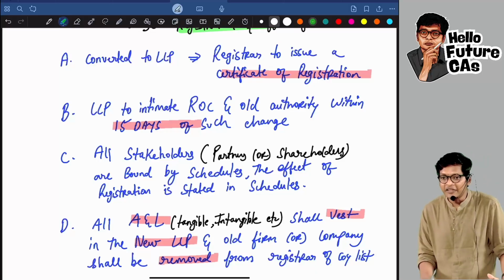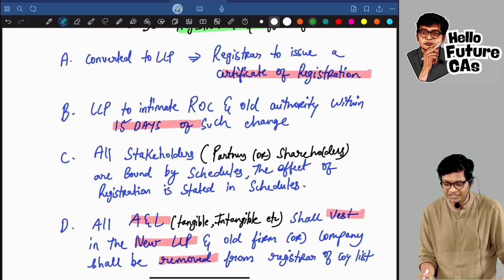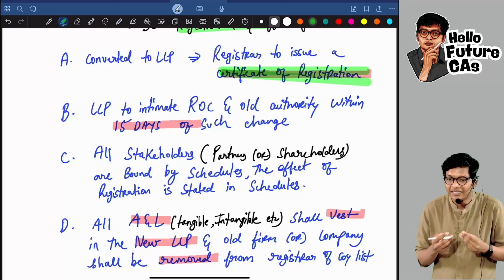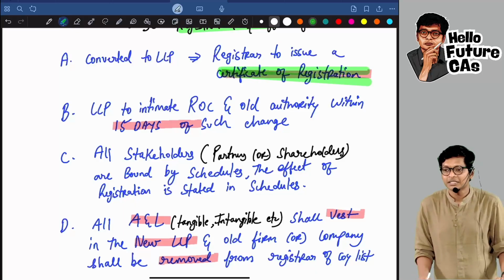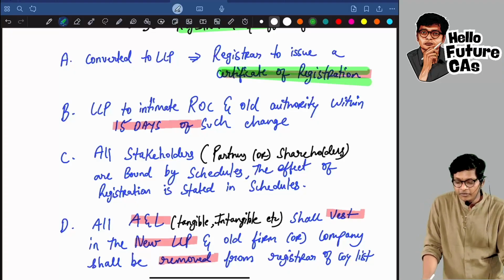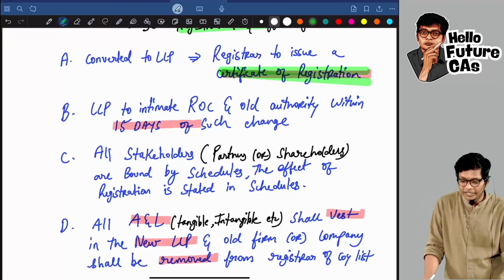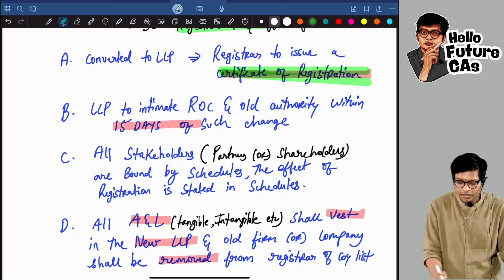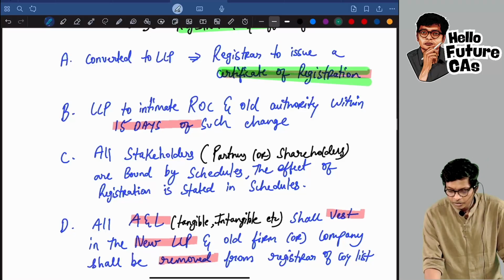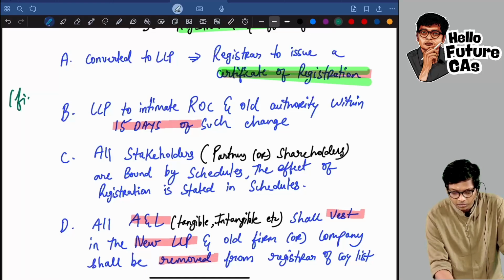The effect of registration, 4 points. First, I will get a certificate of registration. Easy. The Registrar will give the certificate of registration. Are you following? Okay. Now, very simple. Earlier I was a firm. Earlier I was what, guys? Firm. Now I became an LLP.